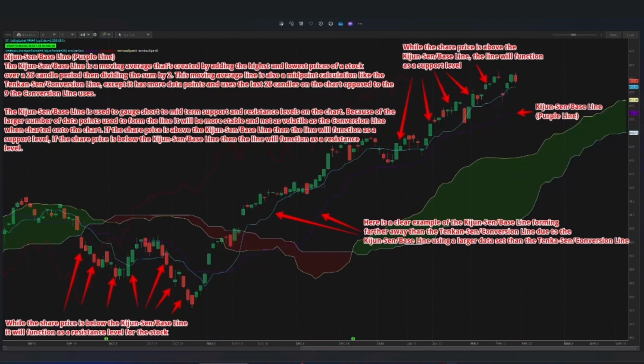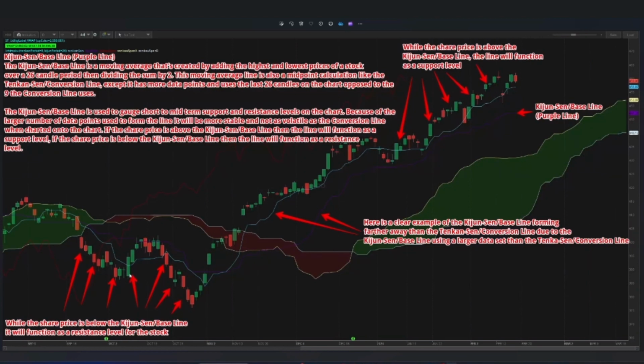So the Kijun baseline is going to be further away from your Tenkan conversion line because it does use more data points. So it's going to be a smoother line. It's going to be further away from your share price. It's going to be close to the share price, but it's not going to be as close as the Tenkan conversion line. Not going to be as volatile either.